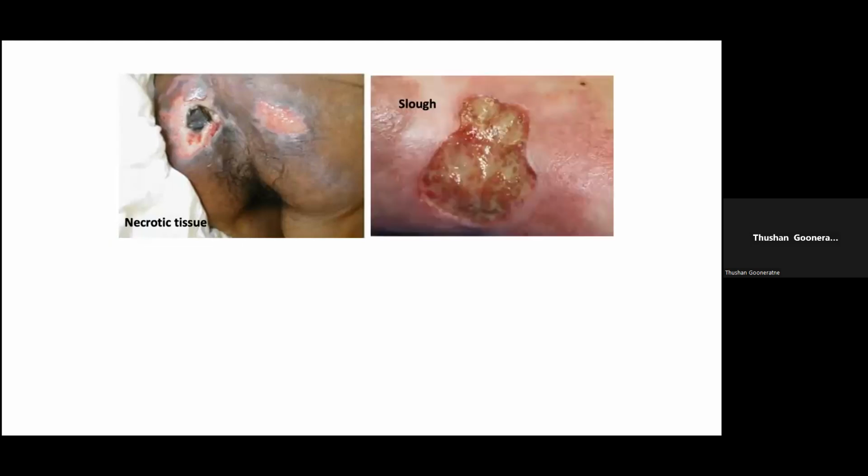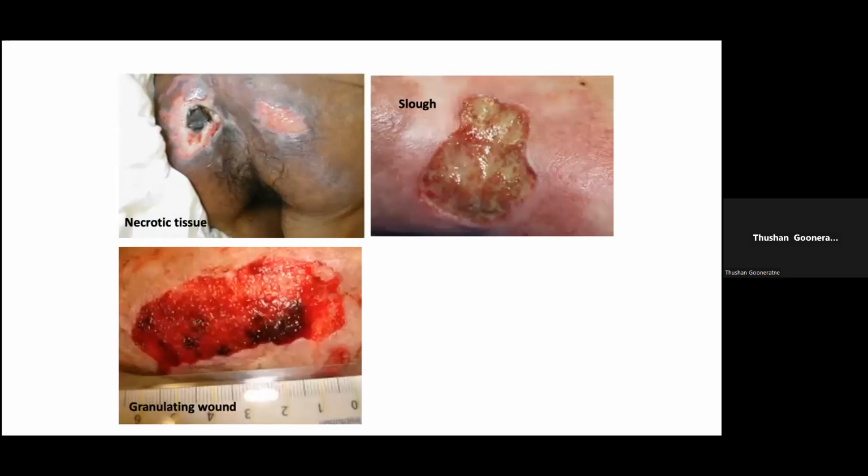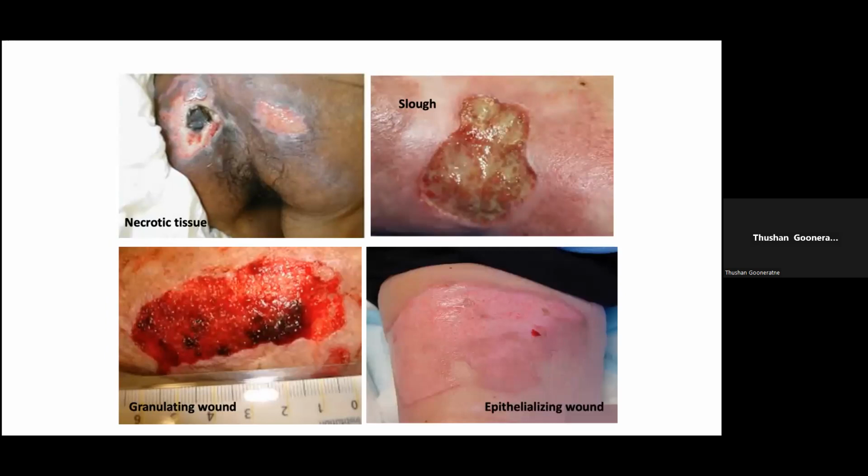When there's black scarring, that's necrotic. The yellow creamy stuff is slough that we see, that's not pus. The nice red, healthy pink tissue is granulation tissue. That's the kind of tissue we like to see on a wound, which says the wound is healing. And hopefully, at the end of all of this, it'll be nice pink tissue as the new skin has come through.